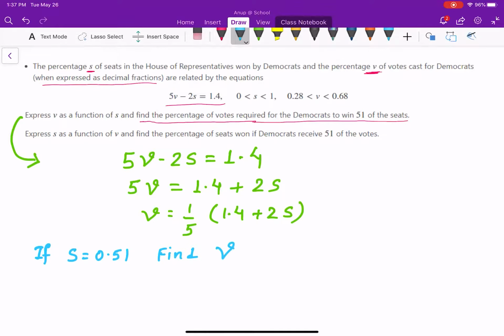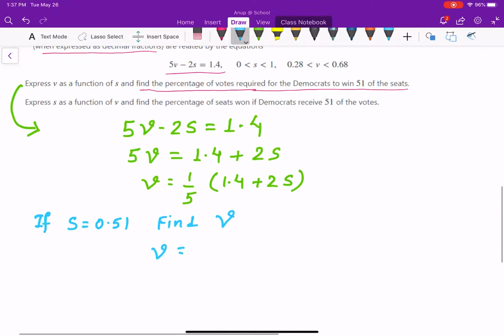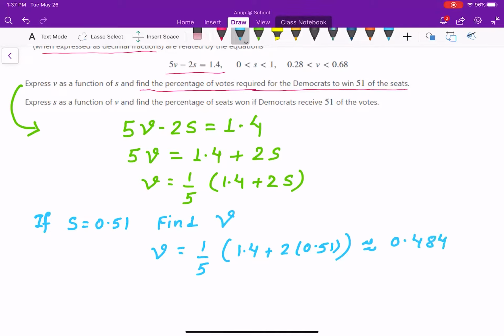We already have the relationship between V and S, so we can just plug this information in. V equals 1 over 5 times (1.4 plus 2 times 0.51). We plug that in, and we get approximately 0.484, or if you want to write it as a percentage, 48.4%.